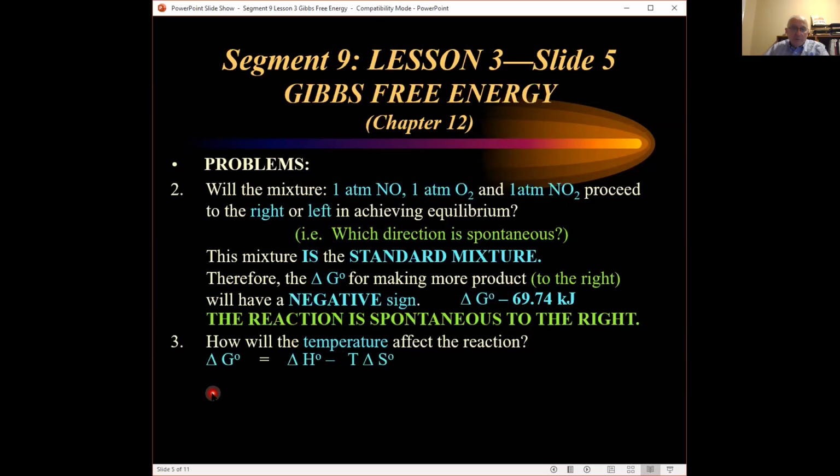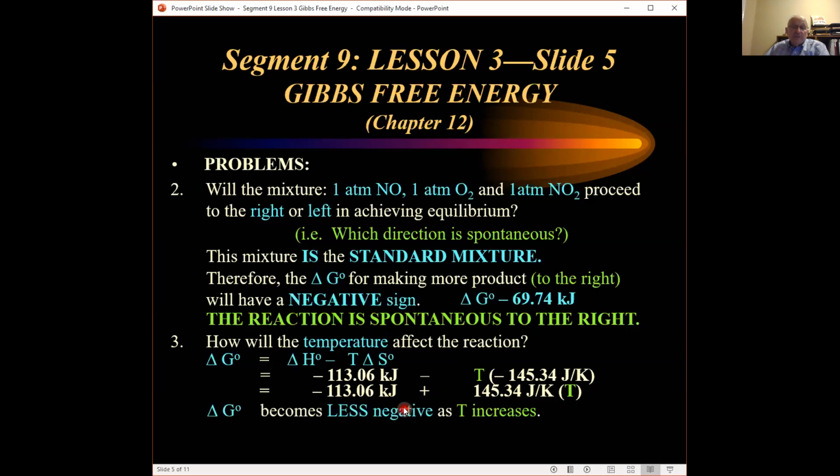Well, we can look at the Gibbs-Helmholtz equation again to see what's going to happen to delta G as we change the temperature. We've got delta H, which was minus 113.06, minus T times minus 145.3. This second term is positive. So I've got a negative value plus a positive value times T. So you see, if the temperature is low, then it would be spontaneous, but if the temperature got very high, it would not be. So at 25 degrees, it becomes less negative as the temperature goes up.